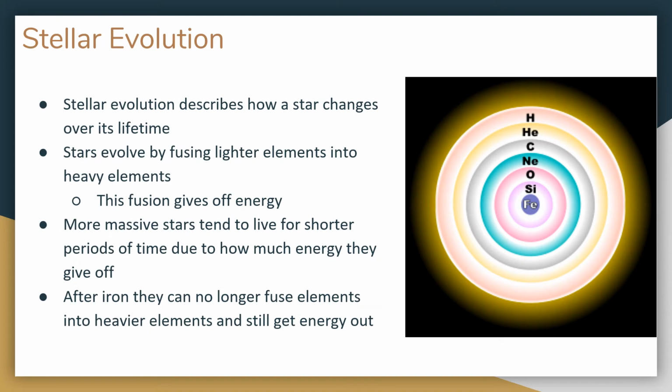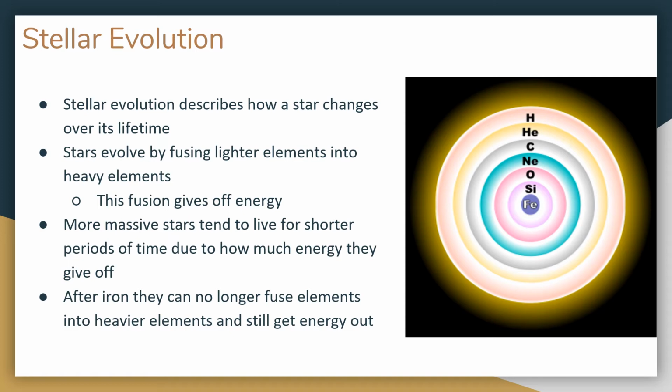Stellar evolution describes how a star changes over its lifetime. The lifetime of a star is primarily dependent on its mass, where smaller stars tend to have longer lifetimes, while more massive stars tend to have shorter lifetimes. The reason that smaller stars tend to live longer than larger stars is because larger stars burn brighter and hotter, so they burn through their fuel faster than the smaller stars that aren't as bright or hot.